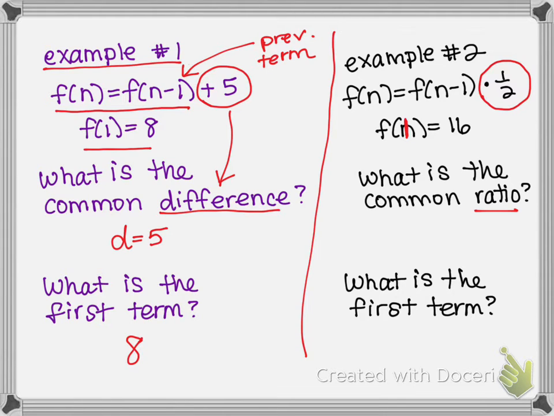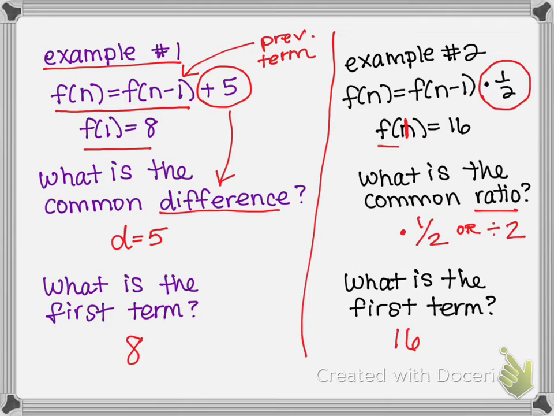So we're timesing by a half every single time. So our common ratio or our pattern is times by half. Or if you want to use it in division terms, divide by 2. But remember, we can't use the division symbol in regards to our recursive or our explicit formulas, so that's why we put times a half, okay? Now, what's the first term? 16.